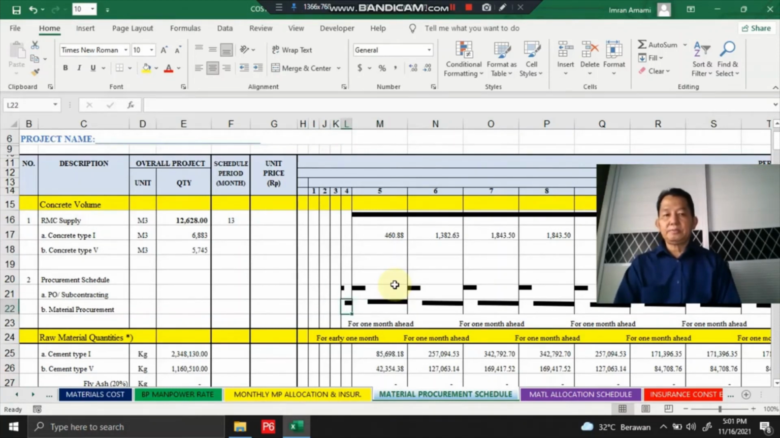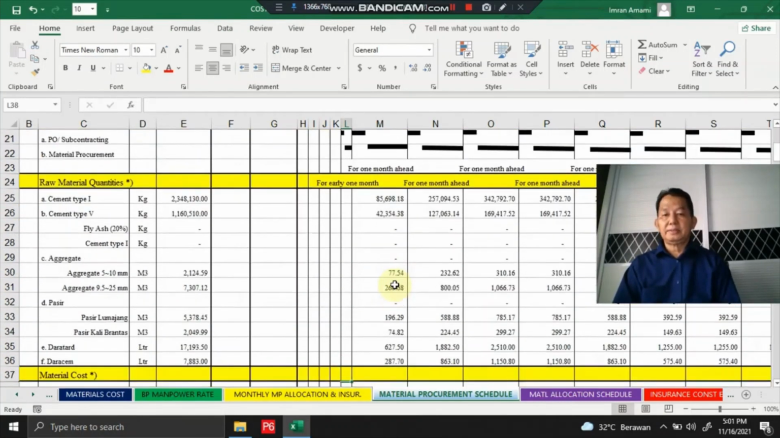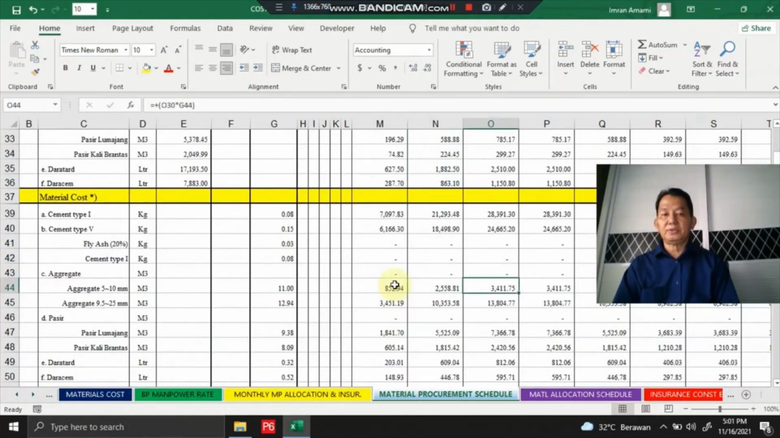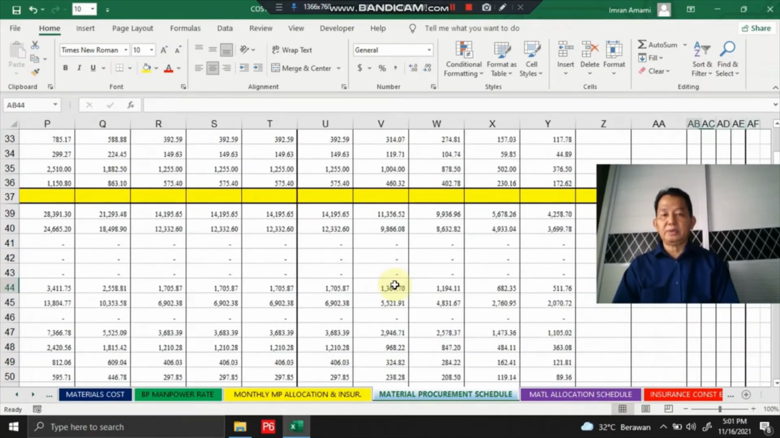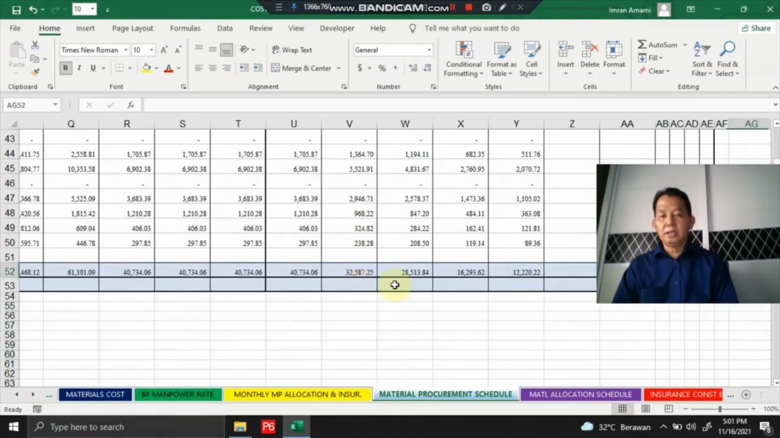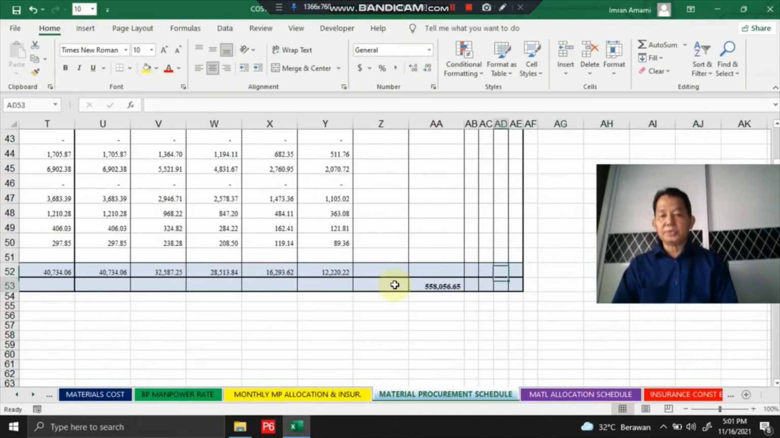Material procurement is devised or composed for 1 month ahead or for 1 month earlier. Yes, this is the concrete raw material quantities here, and this is the material cost. Yes, and here we found the total material cost. Yeah, the total material cost.